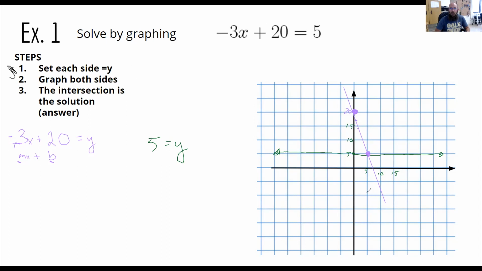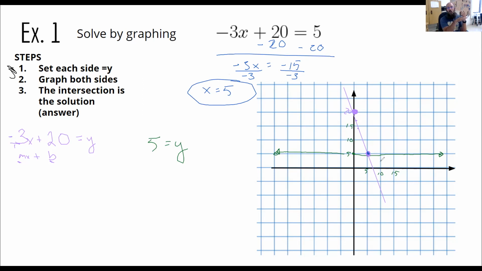So let's double check this using some algebra. I'm going to subtract my 20. This is how you probably used to do this. Negative 3x equals negative 15. I'm going to divide both sides by that negative 3. X equals 5. That's the algebra way. And we got 5 doing the graphing way. So wherever I have an intersection of lines, that is the solution to my equation. All right, let's go on to the next one, folks.